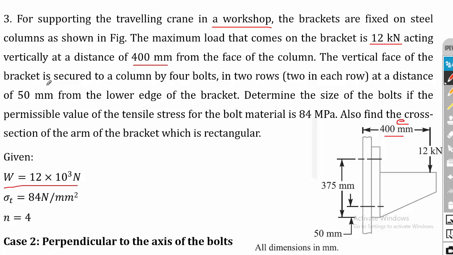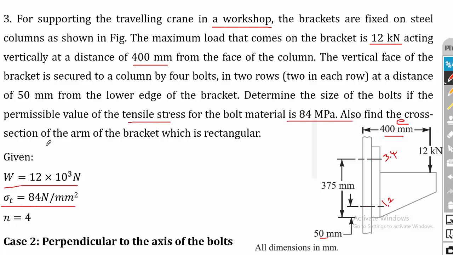The vertical face of the bracket is secured to a column by 4 bolts in 2 rows, so 2 in each row. In this row we have 2 bolts, and in this row another 2 bolts. Let us name them 1, 2, and in the other row 3 and 4, at a distance of 50 mm from the lower edge. Determine the size of the bolts if the permissible value of the tensile stress for the bolt material is 84 megapascal. So sigma t, the tensile stress, is 84 megapascal.